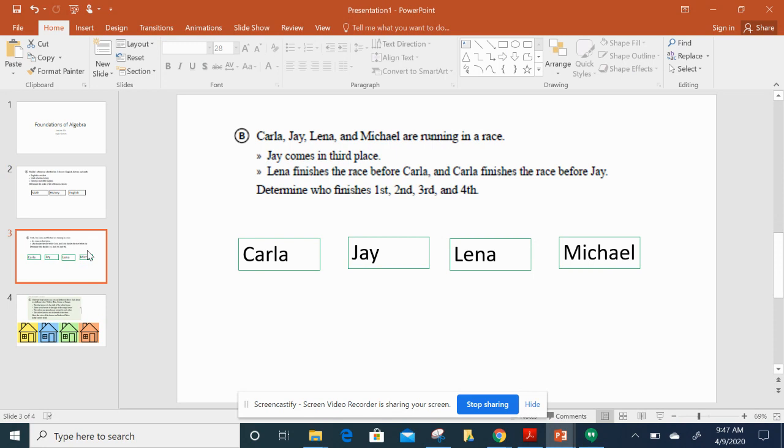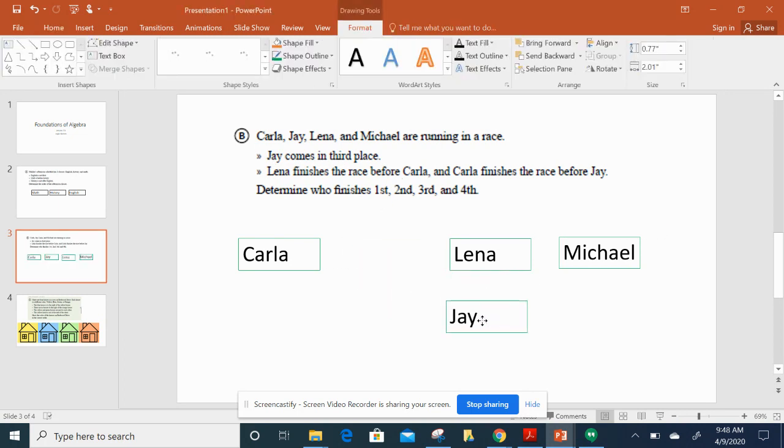So letter B says Carla, Jay, Lena, and Michael are running in a race. Then they give us some information. Jay comes in third place, Lena finishes the race before Carla, and Carla finishes the race before Jay. Figure out who finishes first, second, third, and fourth. Well, one thing that we can know for sure before we even begin is that Jay comes in third place. So I'm going to go ahead and move Jay to the third position.